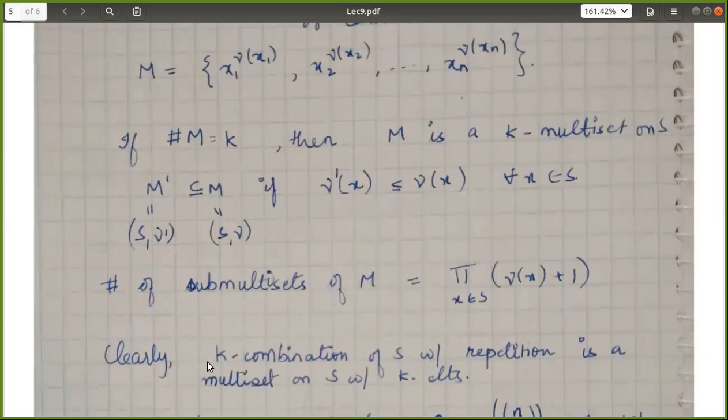Now, a k-combination of S with repetition is a multiset on S with k elements. Is this fine?